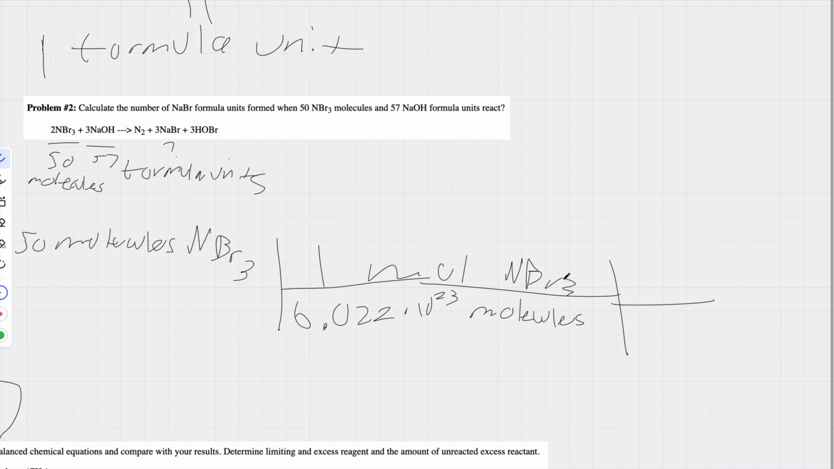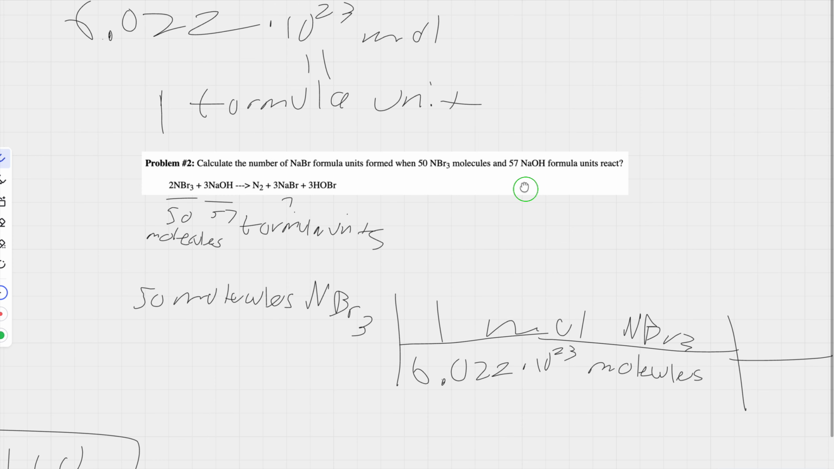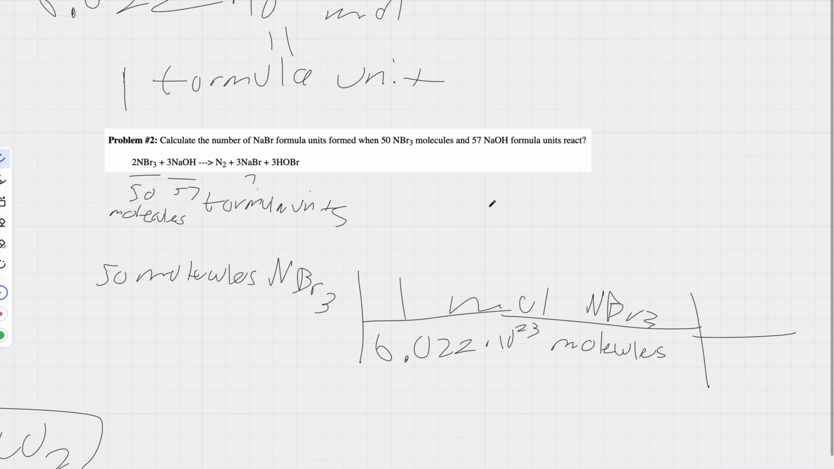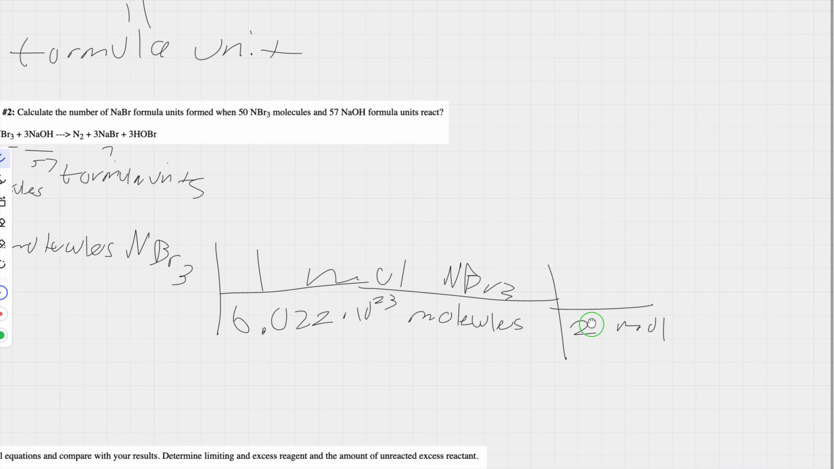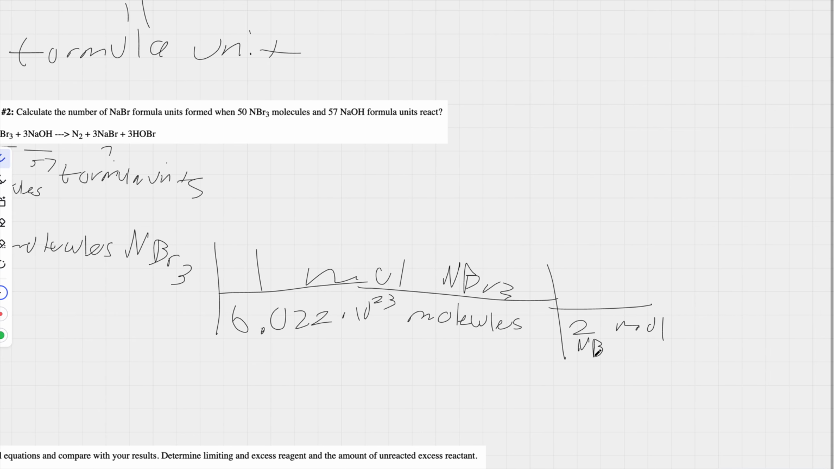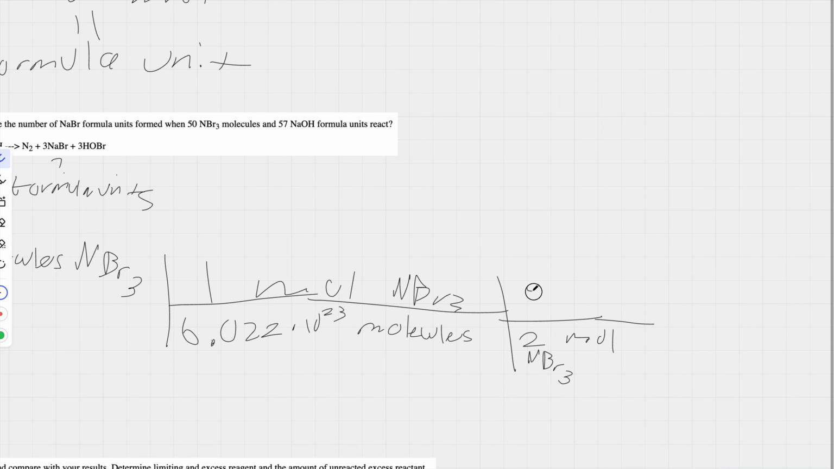It's really hard to do this. Okay, now we use the mole ratio like in the other video. So there's 2 moles of NBr3 for every 3 moles of sodium bromide.